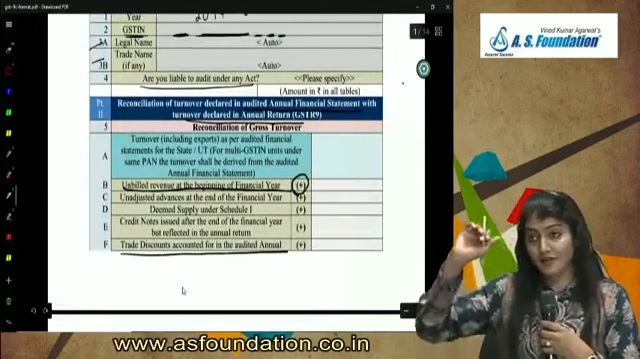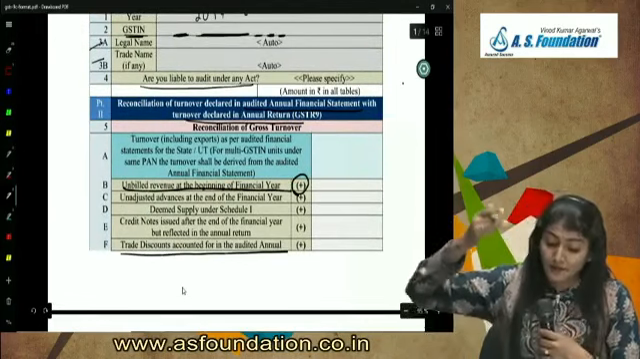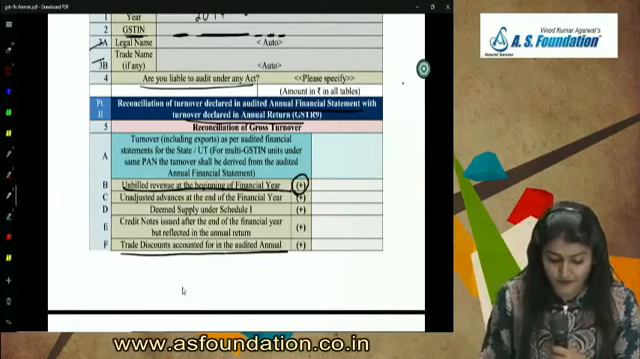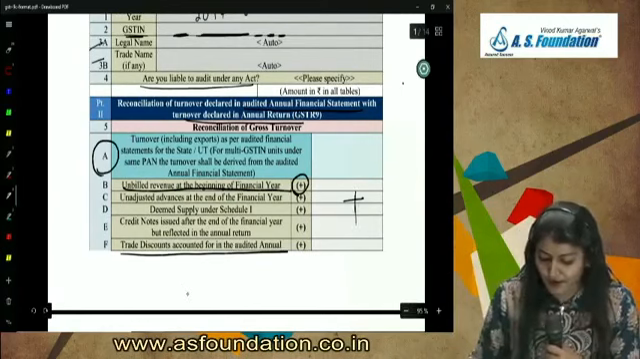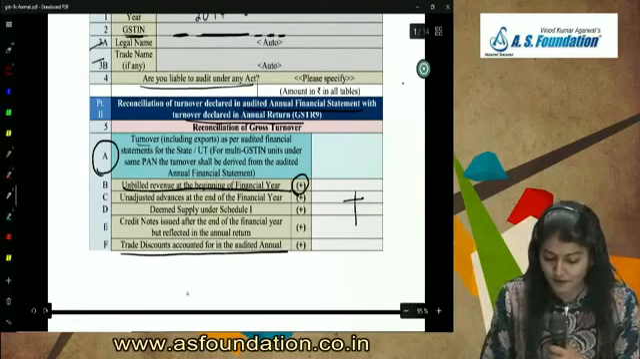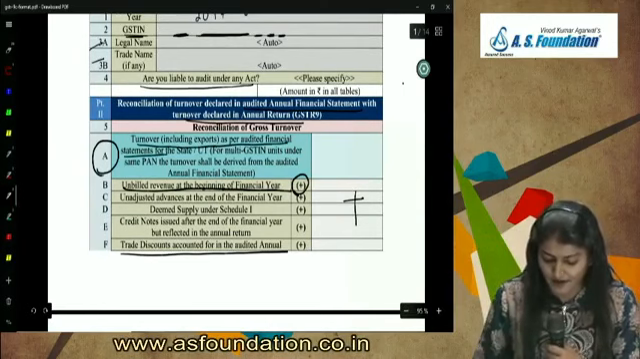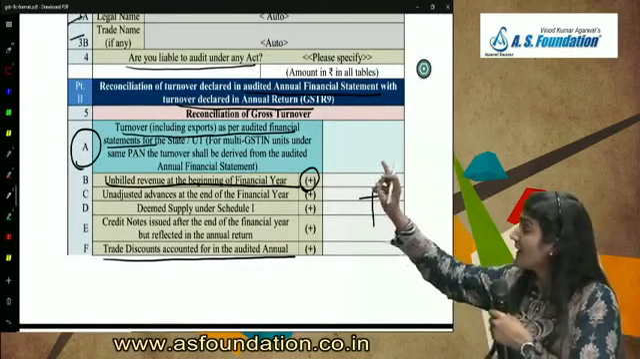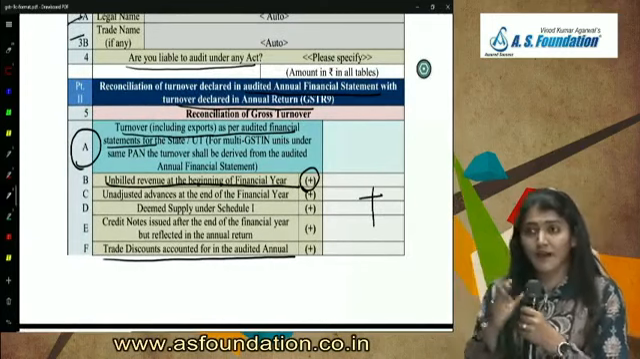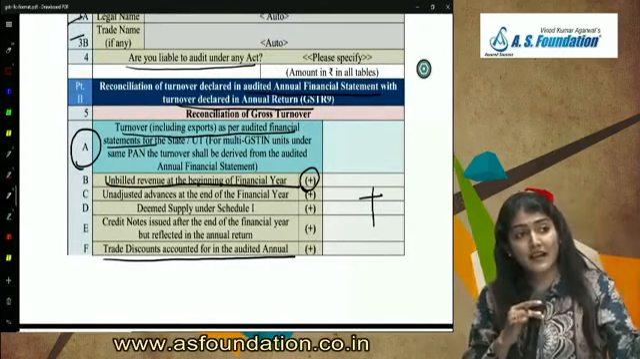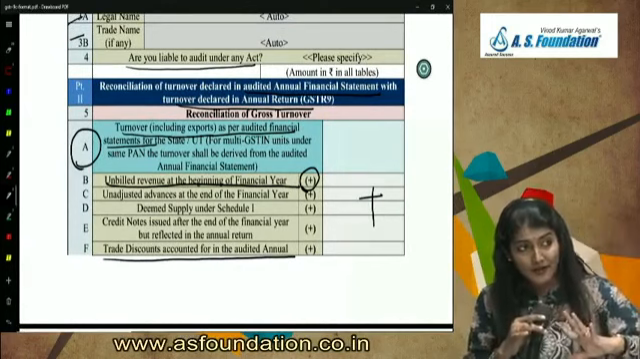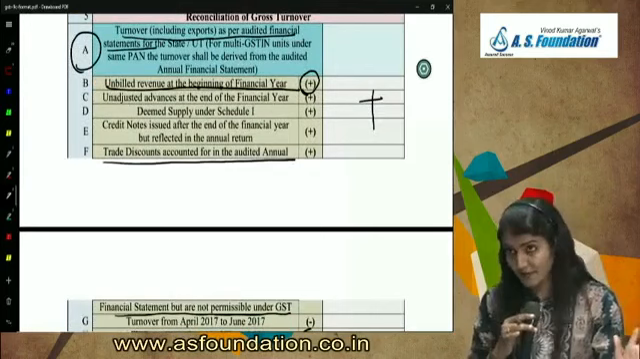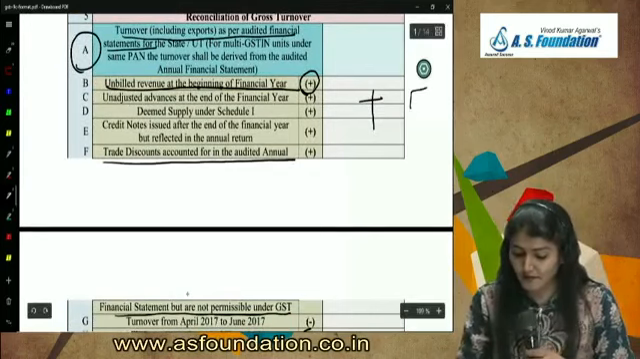So now pay attention. Then any credit notes issued after the end of the financial year, again add back. So 5 things you need to add back to 5A. What is 5A? Turnover as per the audited financial statements. What are the 5 things which you will add? Unbilled revenue at the beginning of the financial year, unadjusted advances at the end of the financial year, deemed supply, credit notes, and the trade discount. So 5 things you need to add.